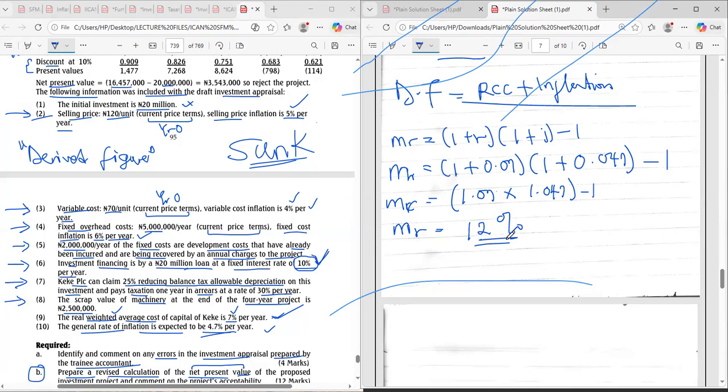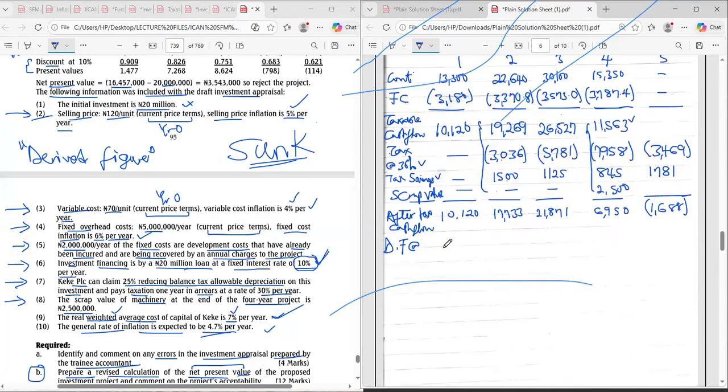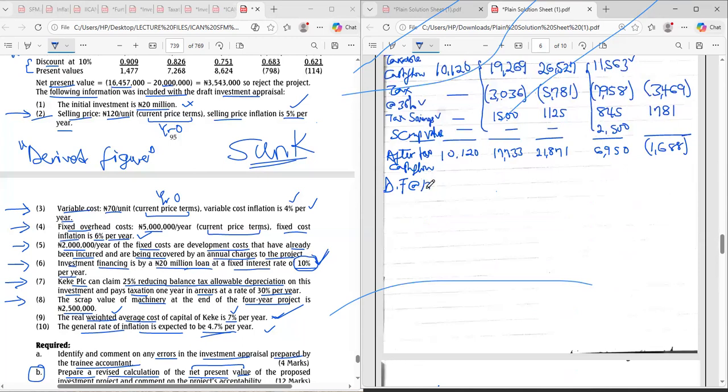Before you will see me in your dream. In your exam, use the 0.029, no problem. I'm using 12%. I don't know where you're getting your own from. So I'm using 12% here. So my discount factor is 12%.